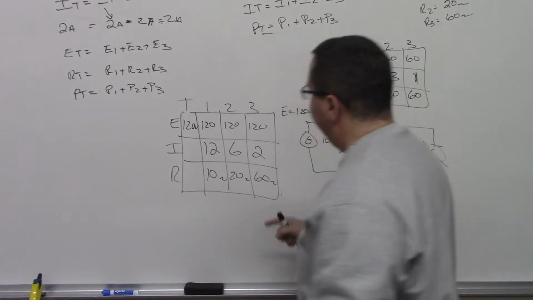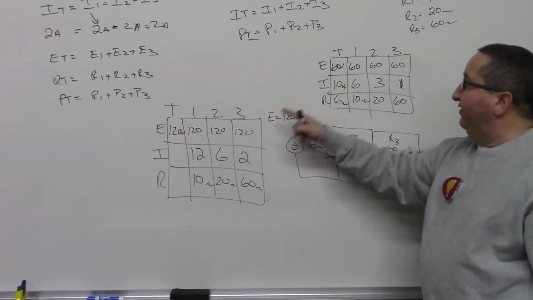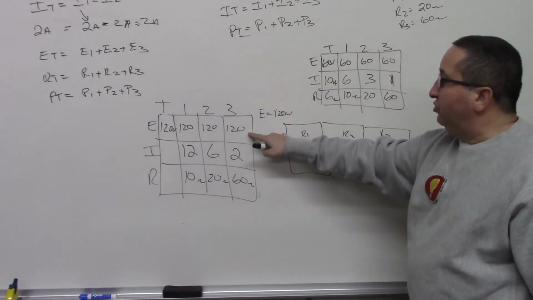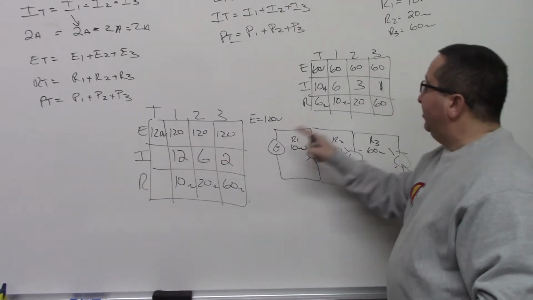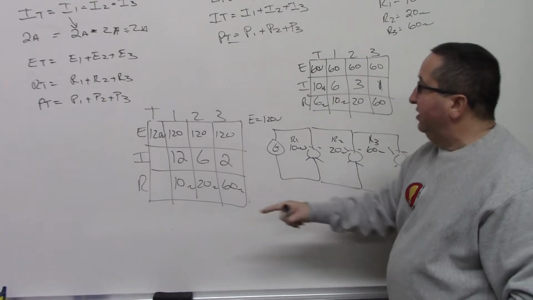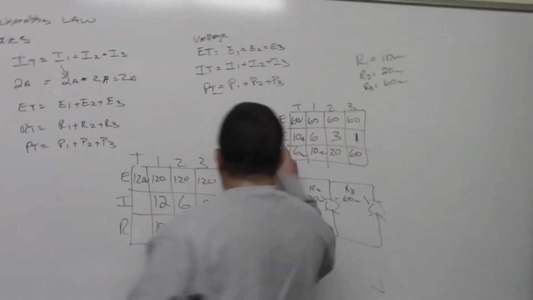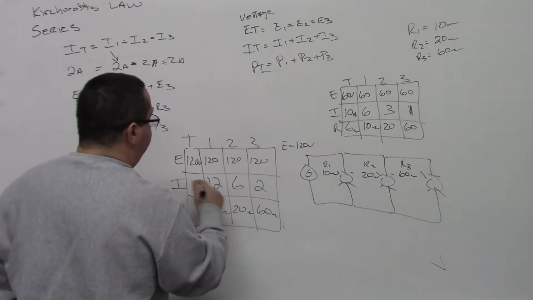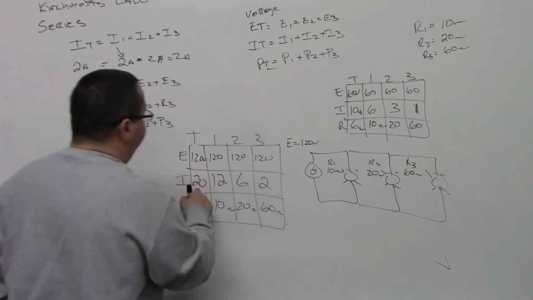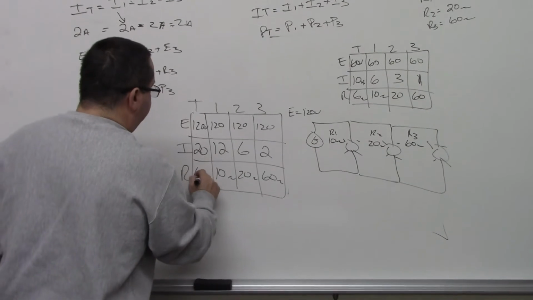Look at the comparison here. I doubled the voltage. I went from 60 to 120. Look what happened to the current. It doubled, right? This doubled from 3 to 6, and this doubled. So what do you think current's going to be? It's going to be double, right? 12 plus 6 plus 2 is what? 20. And 120 divided by this is still 6 ohms.